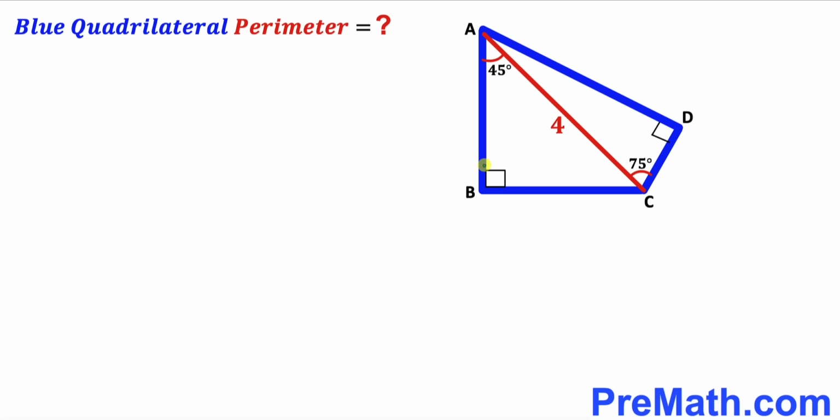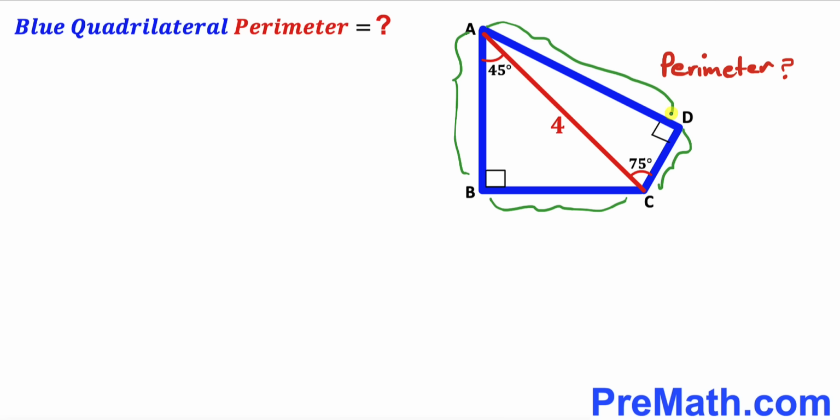And furthermore, this angle is a 90 degrees angle, and likewise this angle is a 90 degrees angle as well. And now our task is to calculate the perimeter of this blue quadrilateral. In other words, the sum of all these 4 side lengths of this blue quadrilateral.